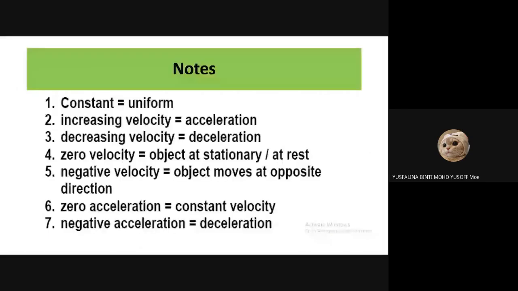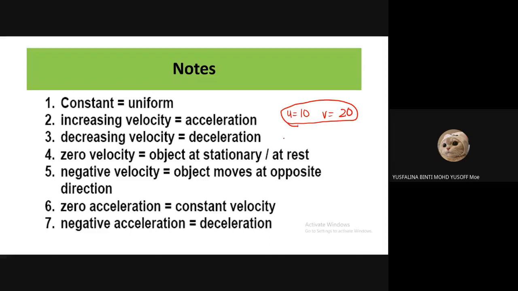So this is the notes. Constant also means you can put it as uniform. Increasing velocity means the object accelerates; decreasing velocity means it decelerates. For increasing velocity, for example, the initial velocity is 10 and the final velocity is 20, so you can say this object is accelerating.